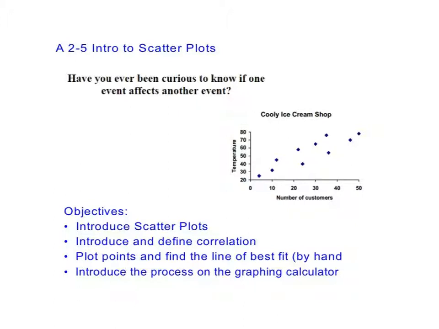So the objective for this video is to introduce scatter plots. This is a scatter plot of data. Introduce and define correlation. Plot some points and find the line of best fit by hand. And I have a separate video for the process of graphing scatter plots on a graphing calculator.